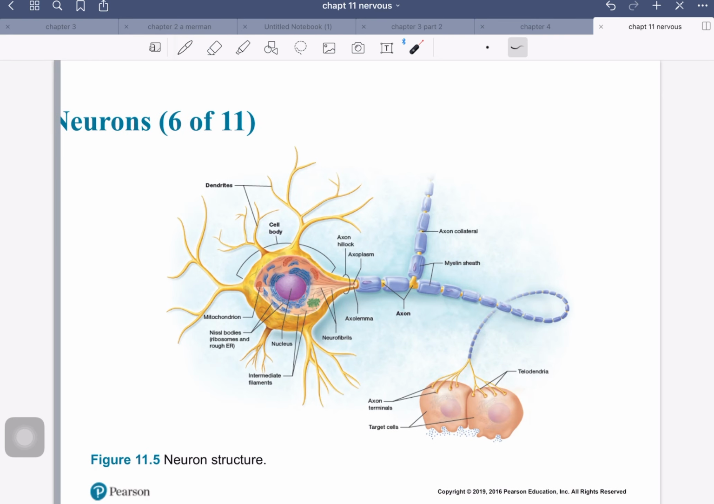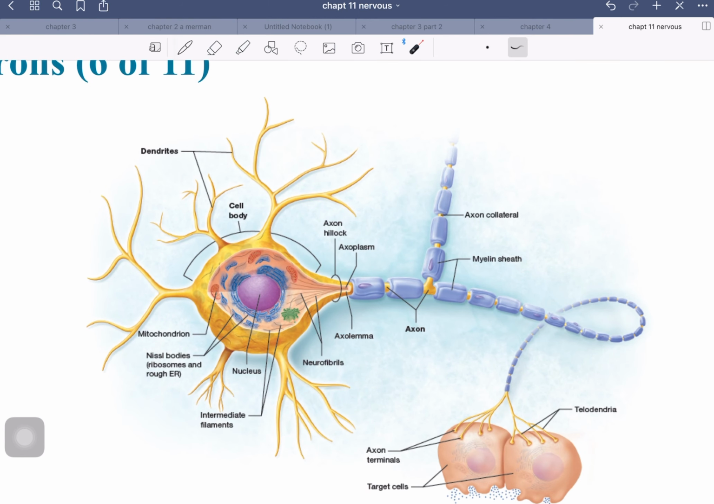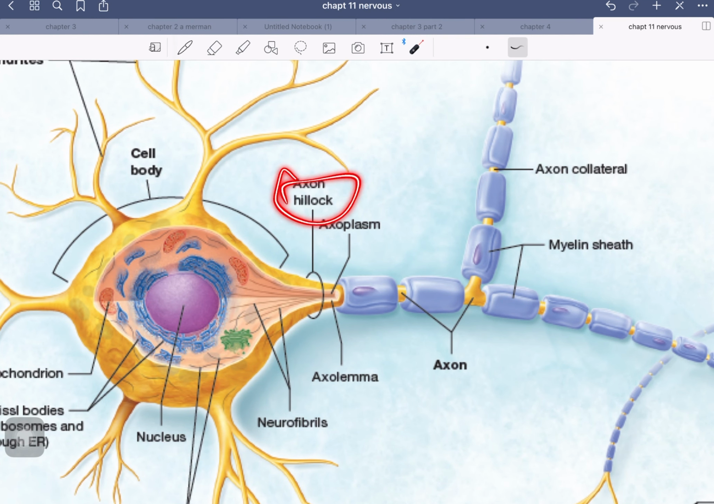Let's have a look. Here's a typical looking axon, and here's the cell body. We have the dendrites, multiple dendrites, right? Nucleus, Nissl bodies, which are ribosomes and the rough ER, mitochondria, intermediate filaments that give it the shape, and neurofibrils. And here's the area that is the axon hillock. It's this area right here where the cell body really starts to narrow down, right at the initial segment of the axon.